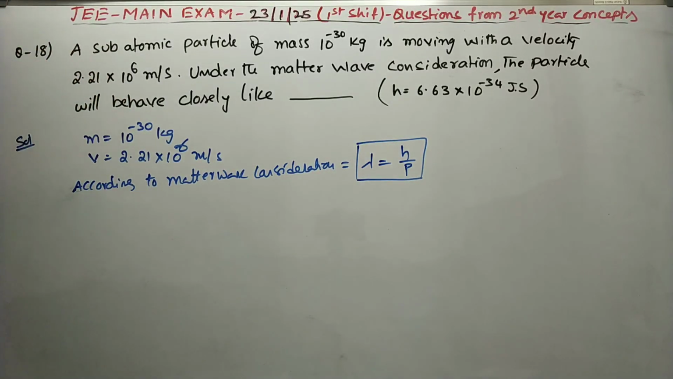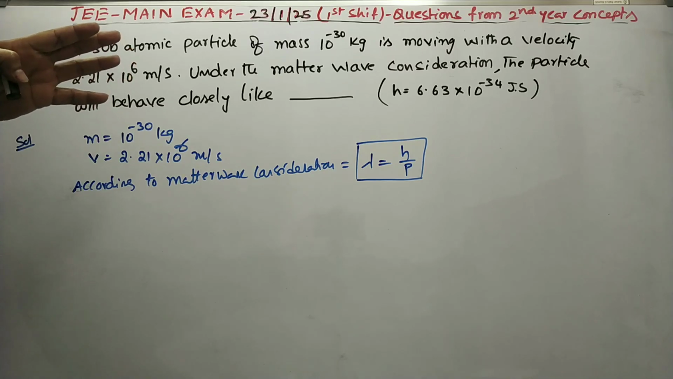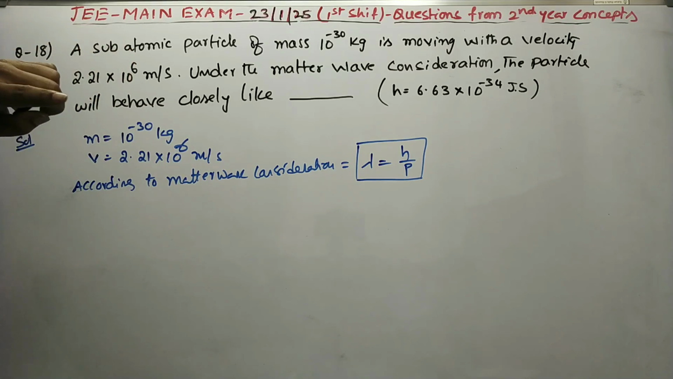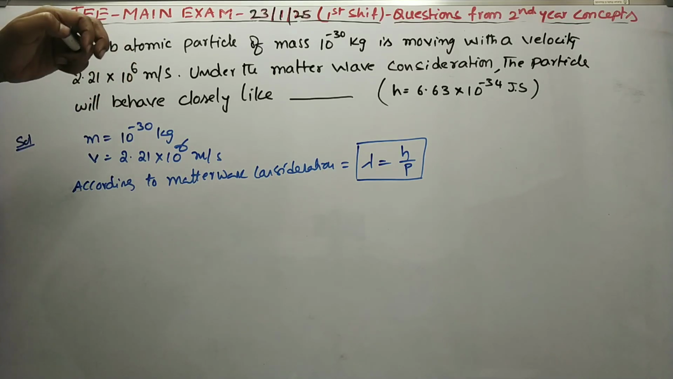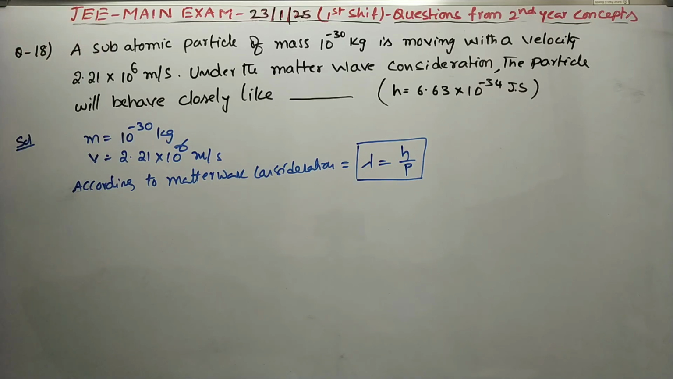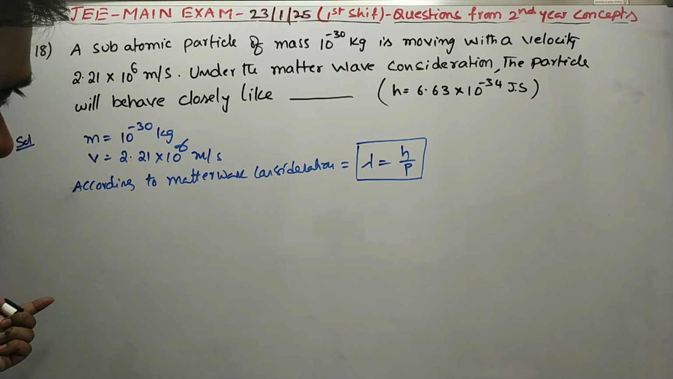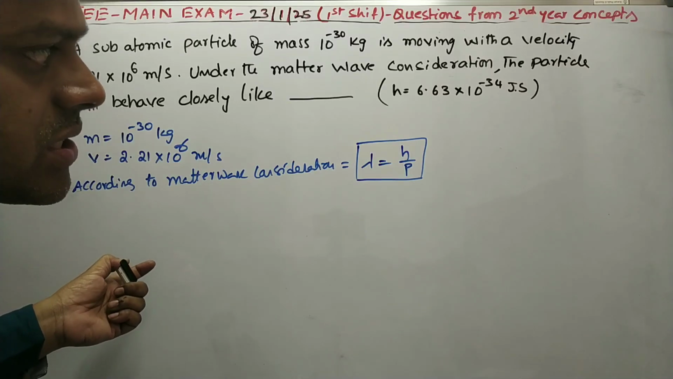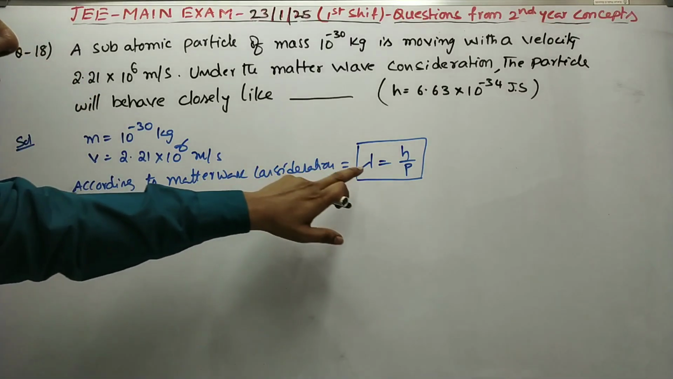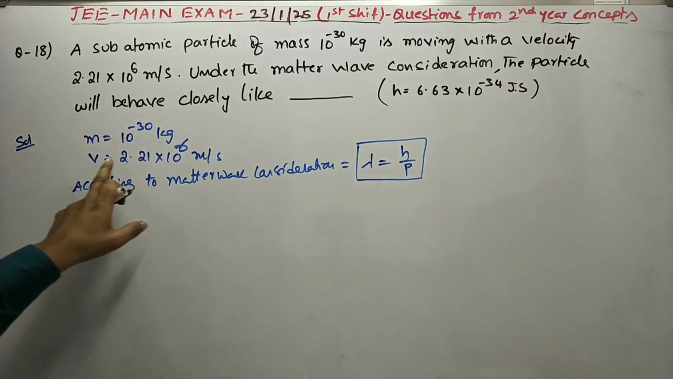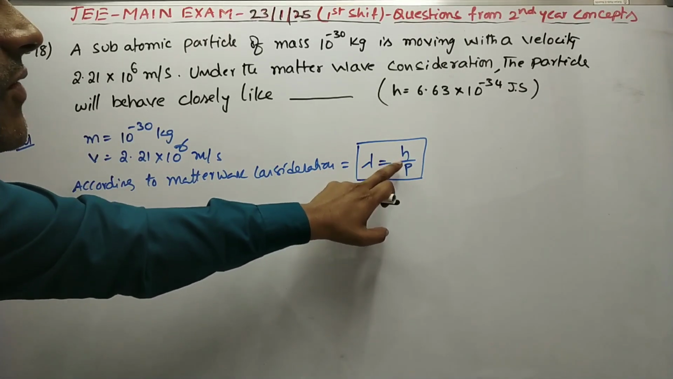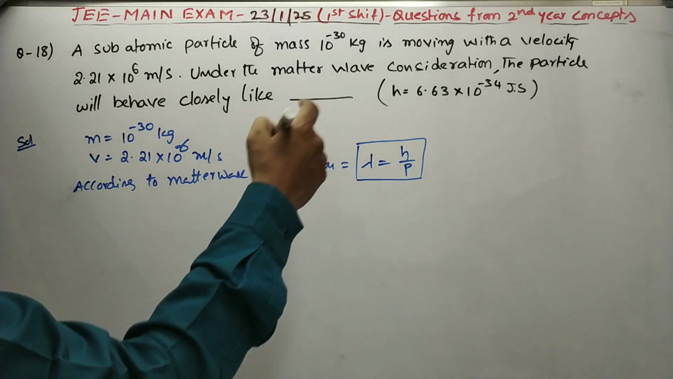From the de Broglie hypothesis, every particle is associated with some wavelength. Why? Because once it acts as a particle, once it acts as a wave. So this is called the dual nature of matter. Matter is nothing but radiation, radiation is nothing but matter. When matter exhibits dual nature, radiation also exhibits dual nature. So the wavelength associated with this subatomic particle is given by lambda equal to h by p. Here h is Planck's constant.